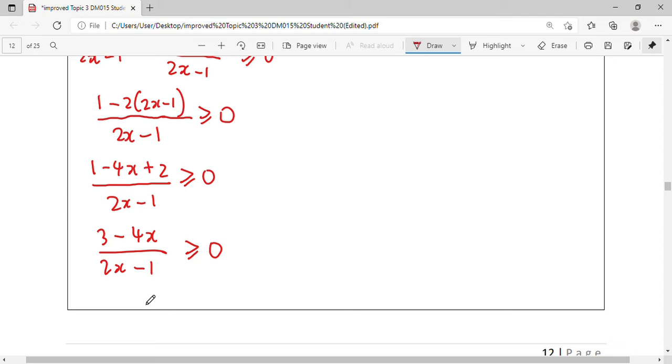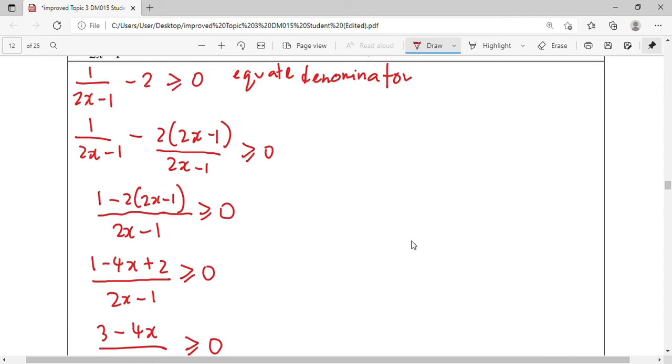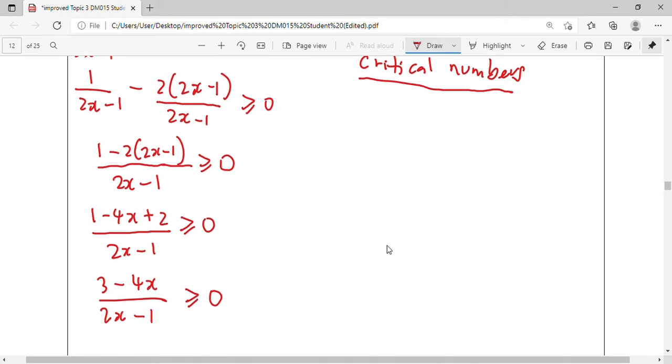So what should you do? You find the critical numbers. I will continue here. For the critical numbers, 3 minus 4x equals 0, so 3 equals 4x, so x equals 3 over 4.